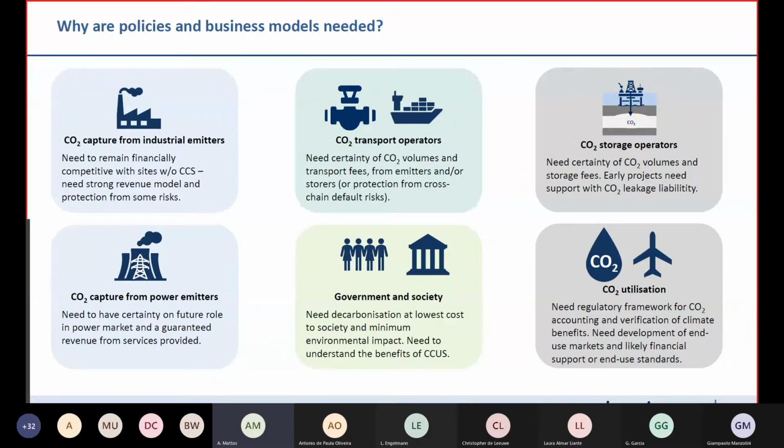So business models are needed to incentivize CCS deployment for each of these elements in the chain, both financially and addressing those risks. For example, for the industrial emitters applying carbon capture, it's a large capital expenditure, and unless they can guarantee revenues, they may no longer be competitive with their international competition without carbon capture fitted.